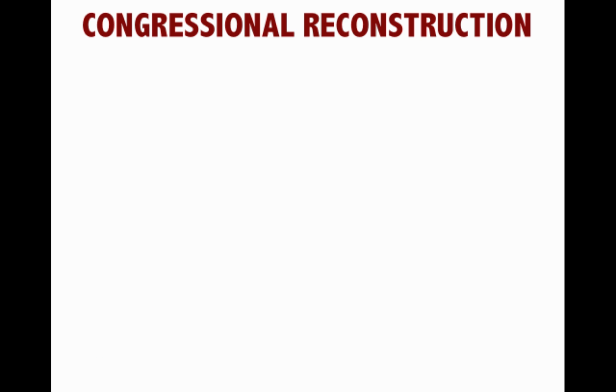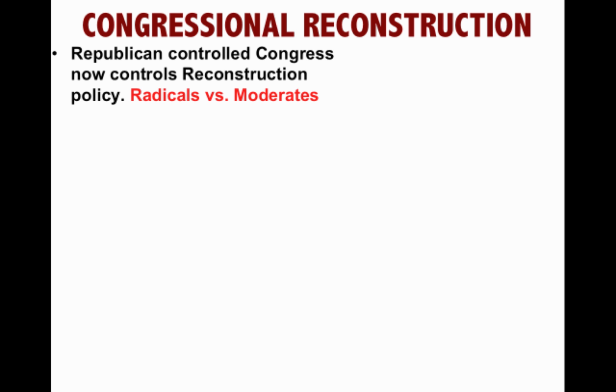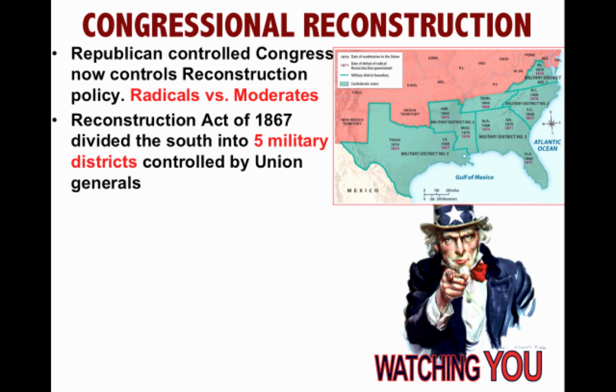And what you see happening is in Congressional Reconstruction, Congress is setting the rules. And there was debate amongst Republicans in Congress. Radicals wanted to go much further with Reconstruction, whereas the moderates were more measured or cautious in their approach. But the key thing happens when the Reconstruction Act of 1867 is passed, and it divides the South into 5 military districts controlled by Union generals. It is military occupation of the South to make sure Reconstruction is being followed.